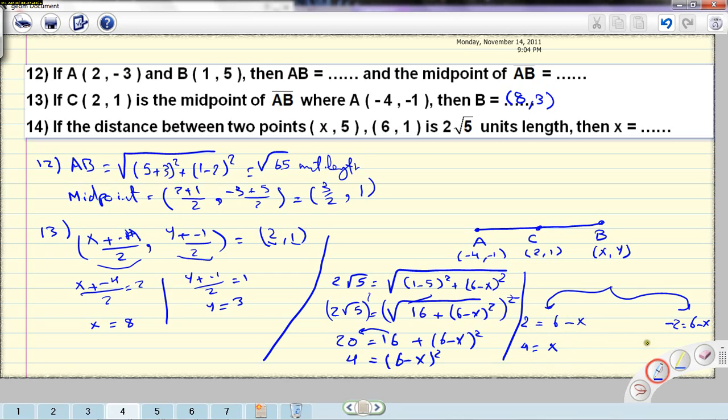Something like this is from first prep. Don't ask me about it, please, because students ask me, you move 6 there, so how do you get 4? Such questions I can't answer, because you are in third prep, not in first prep. X here also will be 8. So we have two answers for x: 4 and 8. Okay.